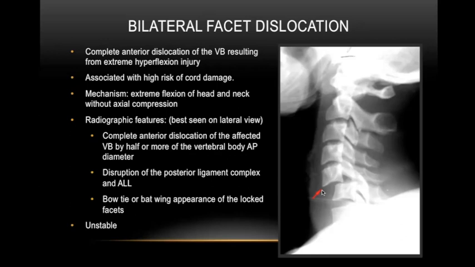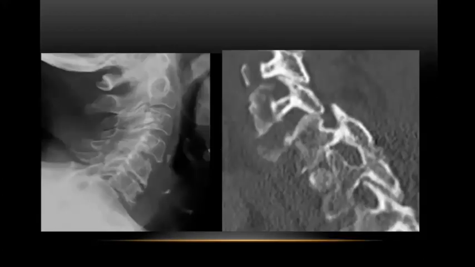Okay, so disruption of the anterior longitudinal ligament, also the ligaments yang dekat belakang. So semua lari-lari dekat belakang ni, lines all semua lari. And you have the bow tie or bat wing appearance of the locked facet. It's very unstable. All right, so I'll show you what is the meaning of bat wing or bow tie appearance.